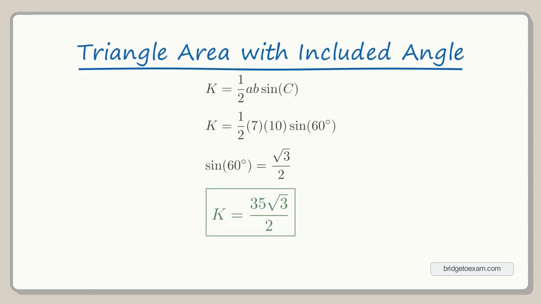For area with two sides and an included angle, use K equals 1/2 AB sine C. With sides 7 and 10 and included angle 60 degrees, the area is 1/2 times 7 times 10 times square root 3 over 2. That simplifies to 35 square root 3 over 2.